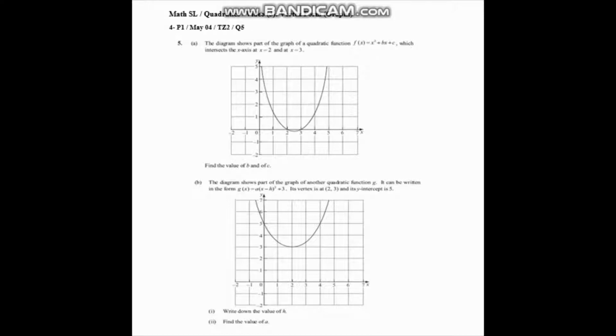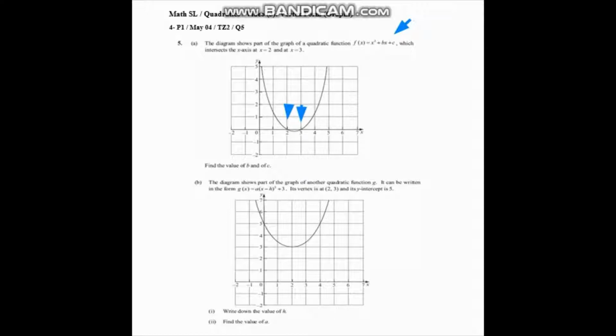So you are told that the diagram shows part of the graph of a quadratic function f of x equals x squared plus bx plus c, which intersects the x-axis at x equals 2 and x equals 3. Find the value of b and of c. So we are given the x-intercepts of the parabola.